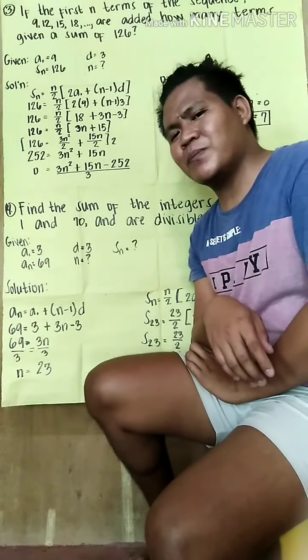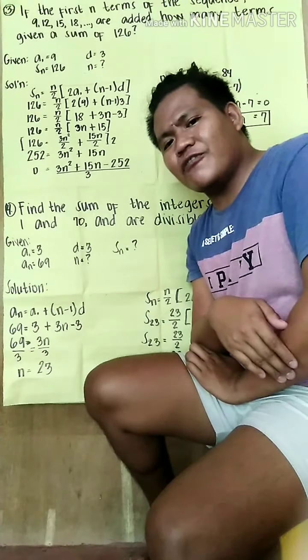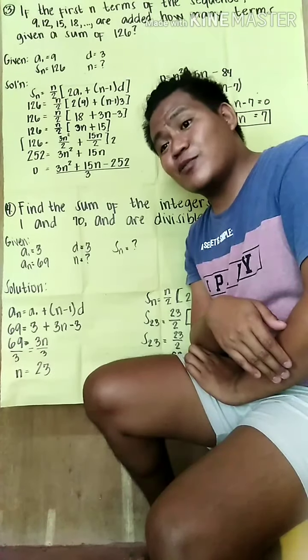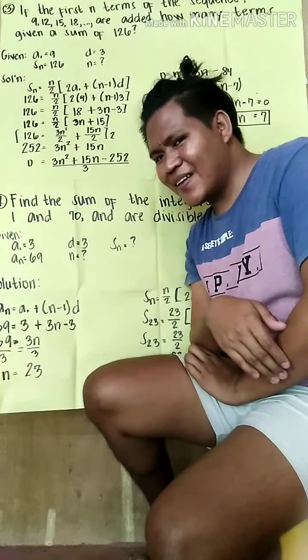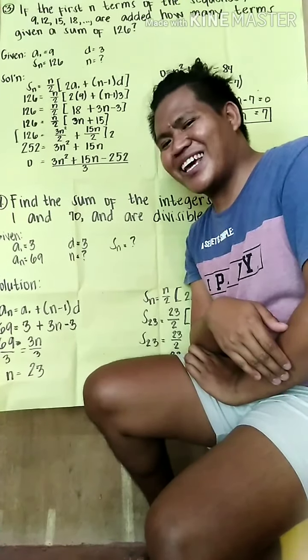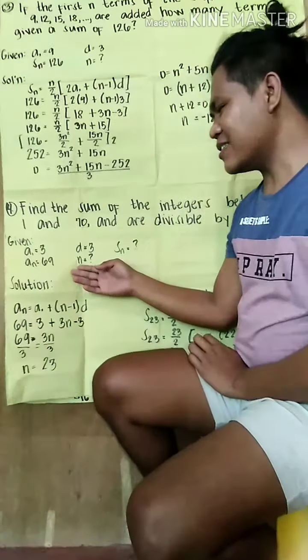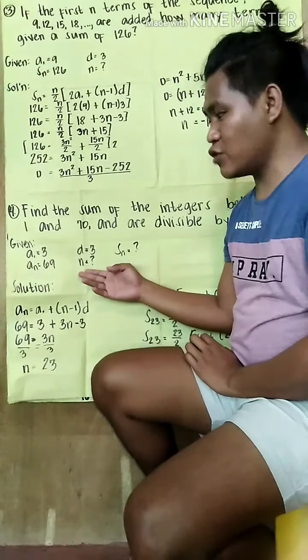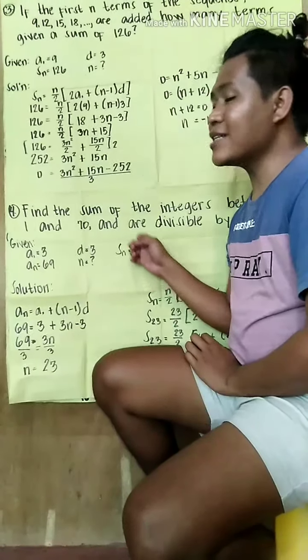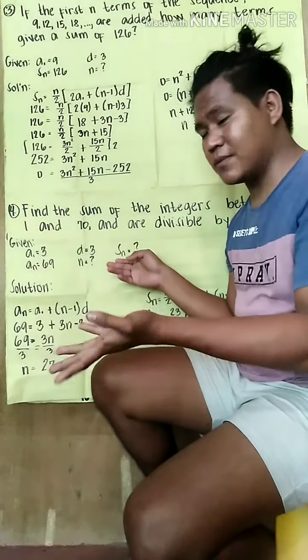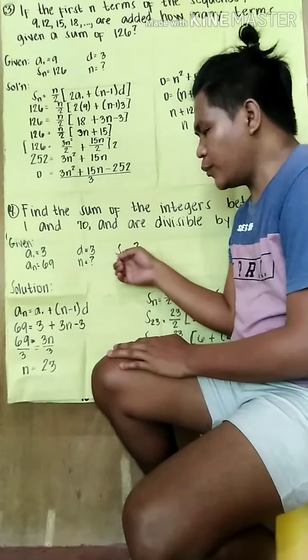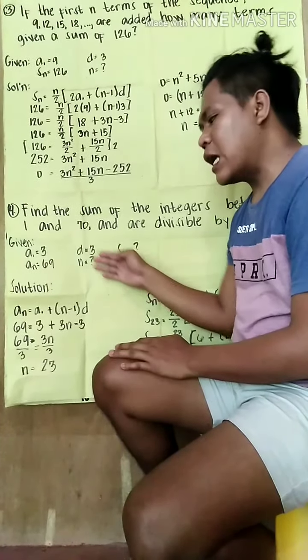Yeah, it is divisible by 3 because 69 divided by 3 is equal to 23. You got it right. And we do not have the number of terms, and we do not have the sum of the terms. So therefore, we will look for n, and we will look for the sum of terms.